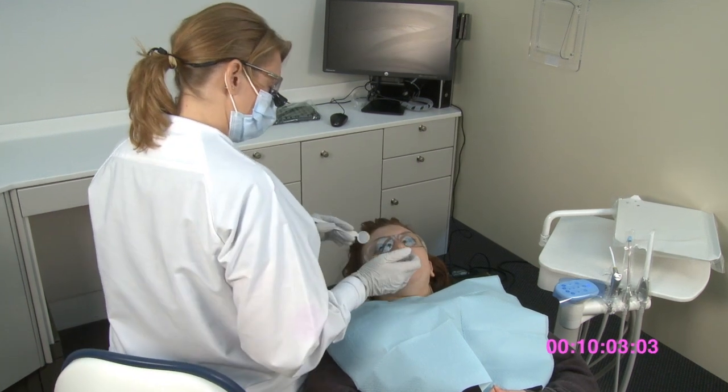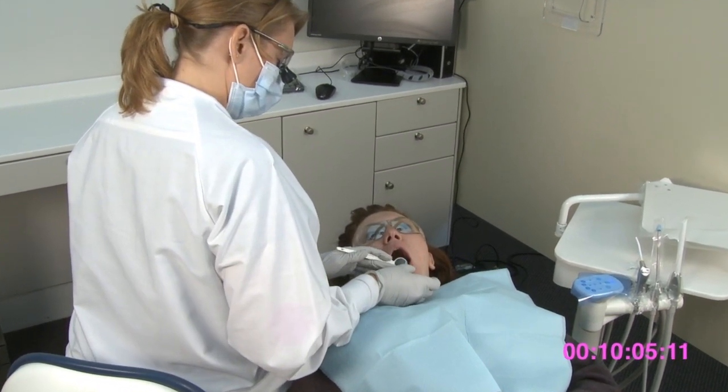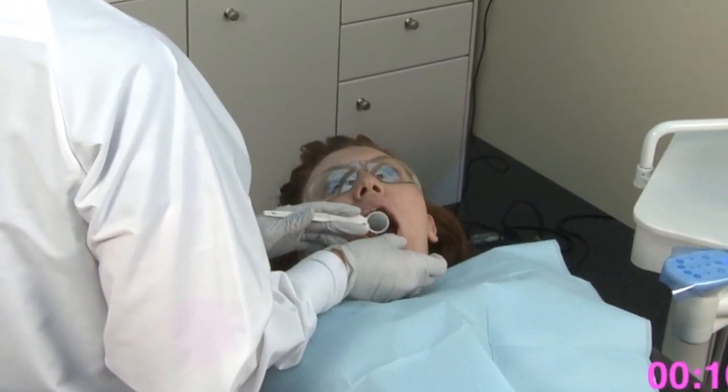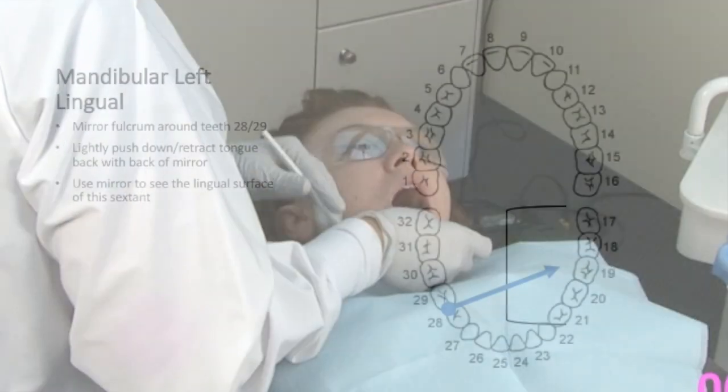Mandibular anterior lingual surfaces towards. The mirror fulcrum is on the right premolars. The patient's head is in a neutral position and their chin down. The clinician will sit at the 8 o'clock or side position.